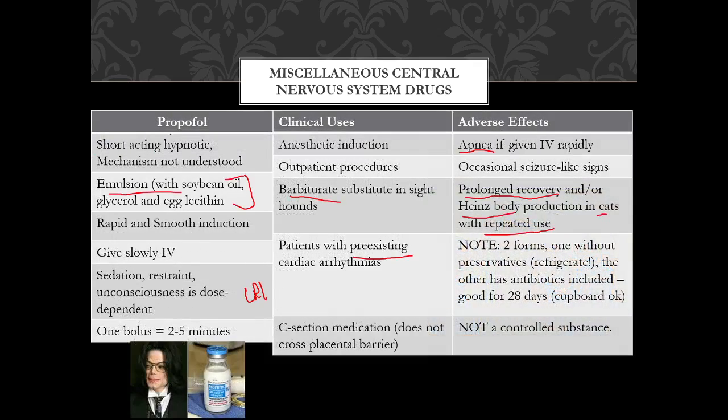There is another medication that falls in this group called Alfaxan. I don't have it here, but you can list it under this group. It's considered slightly more safe than propofol, but it essentially does the same stuff.